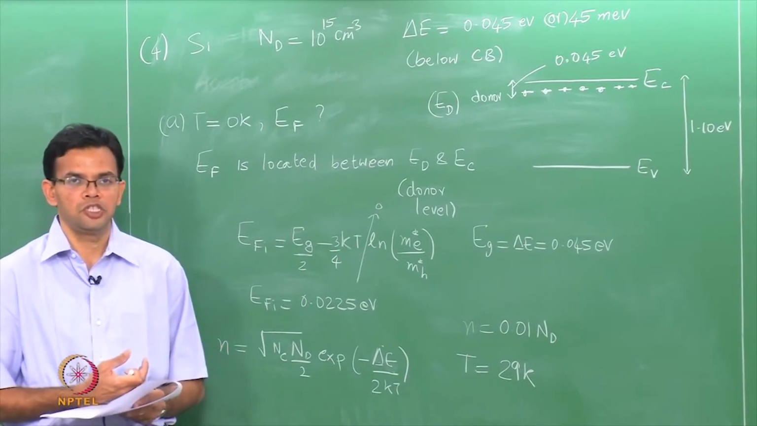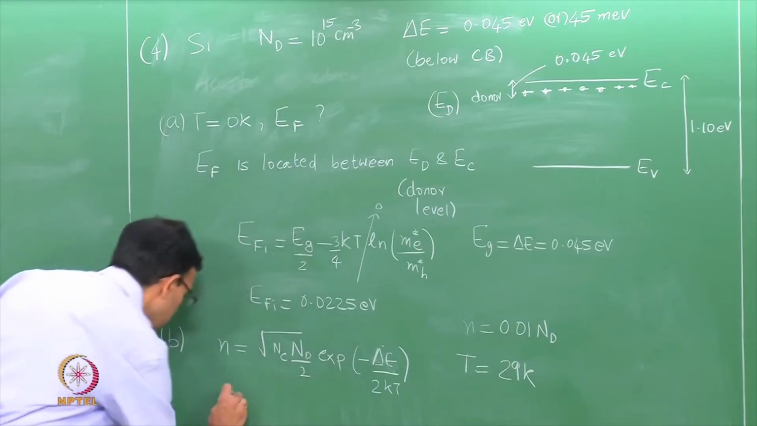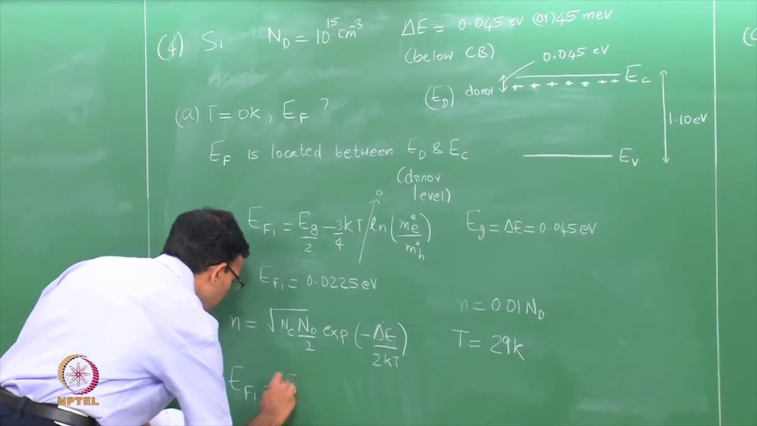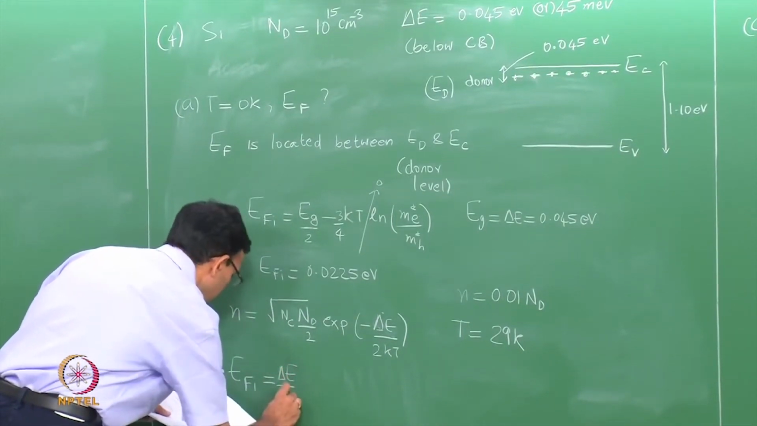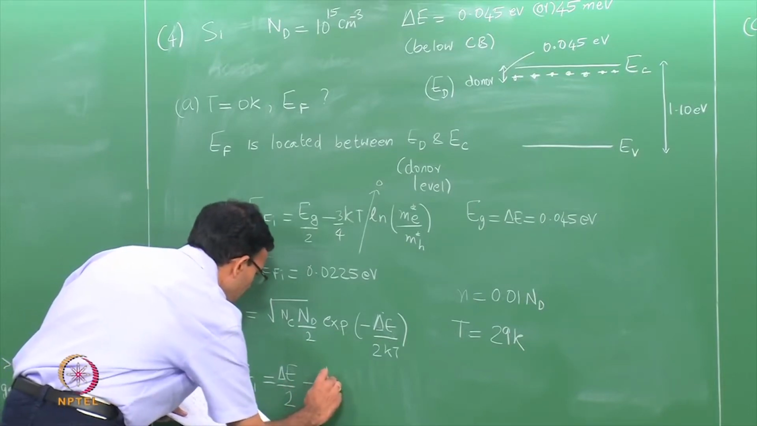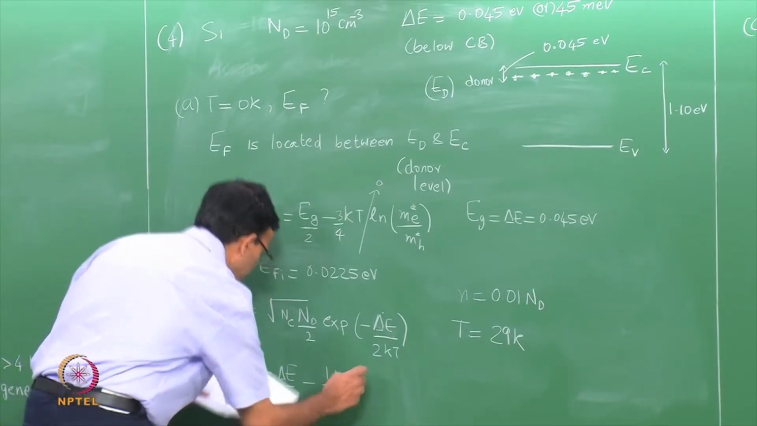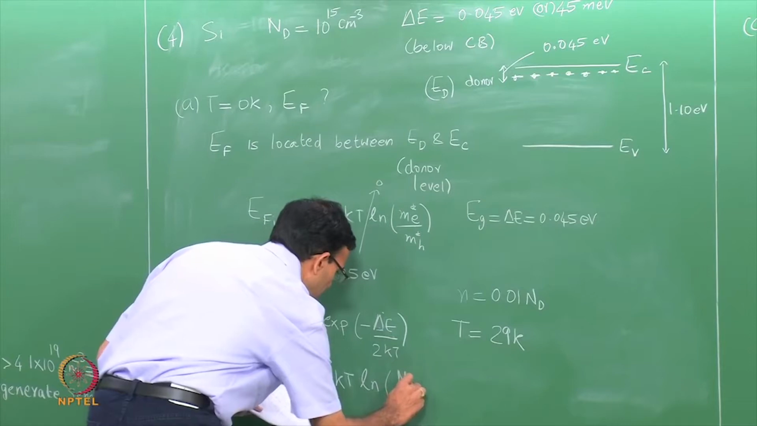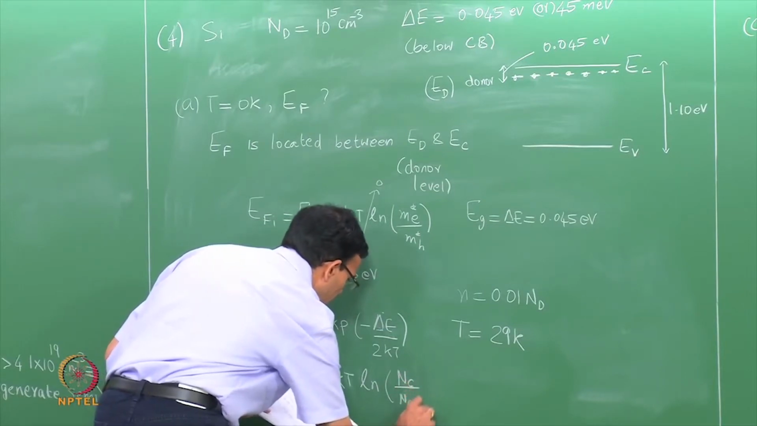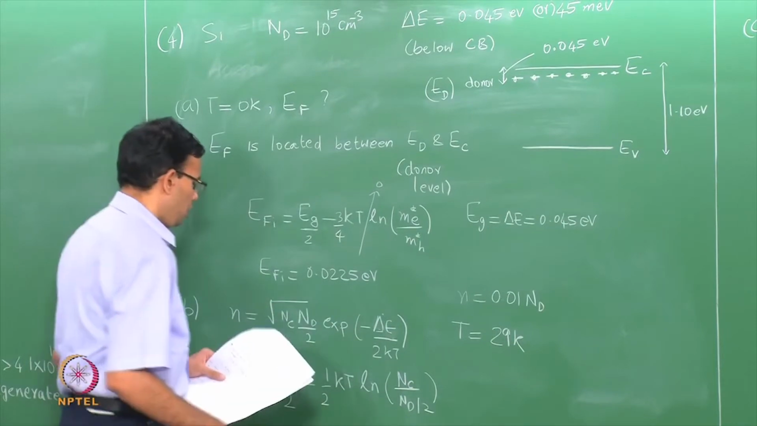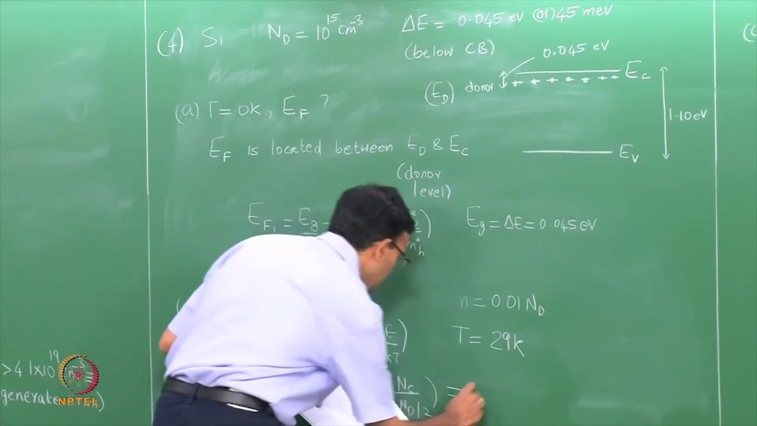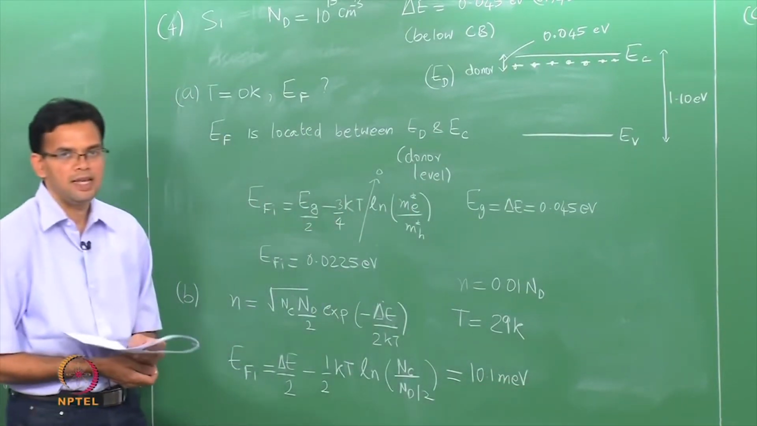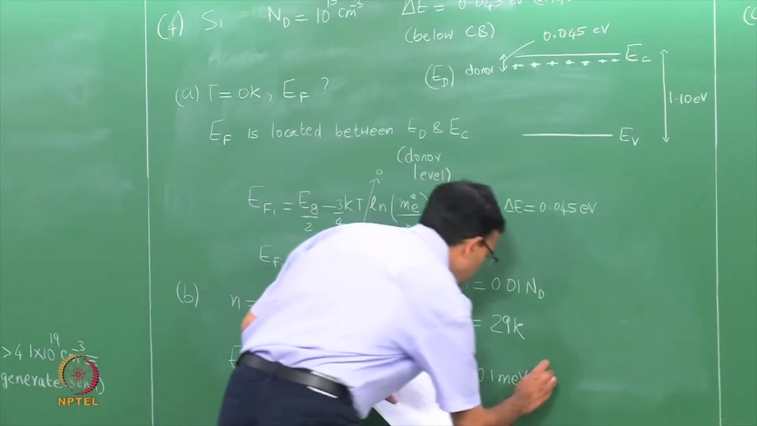We can calculate the position of the Fermi level. So, EFi, once again we can use the expression for an intrinsic semiconductor. So, it is delta E over 2 minus 1/2 kT, and we will use the effective density of states. So, ln of Nc over Nd over 2. So, once again if you plug in the numbers, this works out to be 10.1 milli electron volts, and this is above Ed.